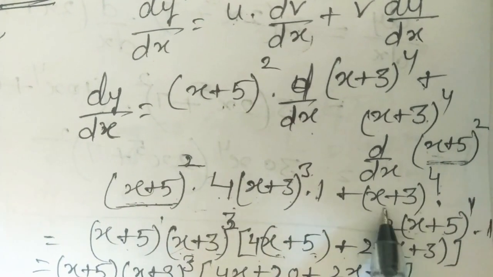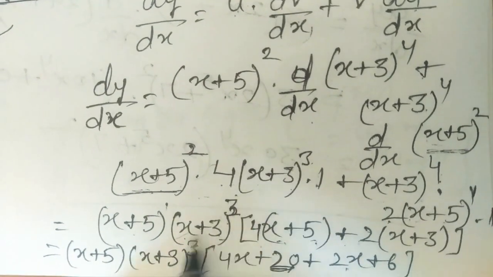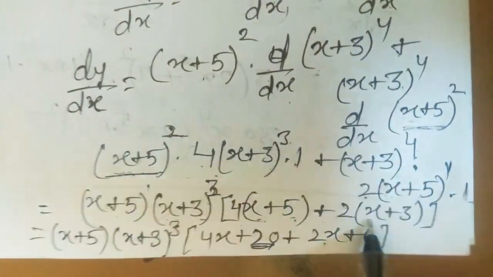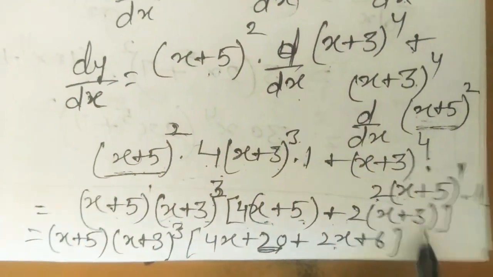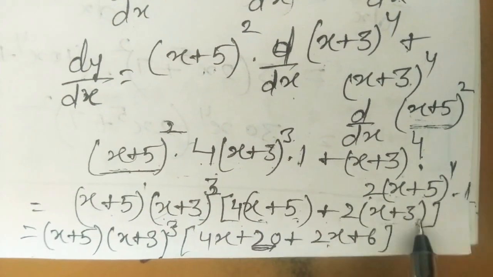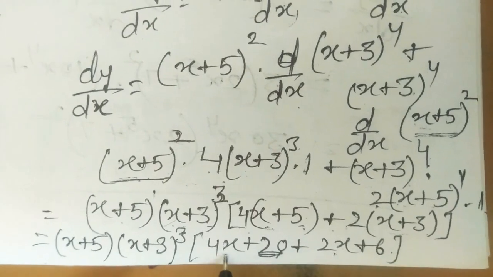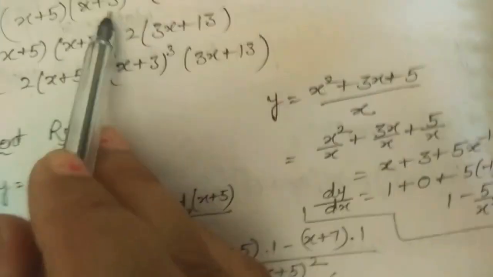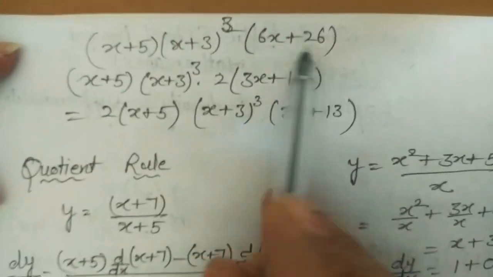What is left here? (x plus 3) power 4, here (x plus 3) power 3 common, so what will be left? (x plus 3). So 4 into x, 4x plus 20, plus 2x plus 6 will be left. After solving we will get (x plus 5), (x plus 3) whole cube into (6x plus 26).